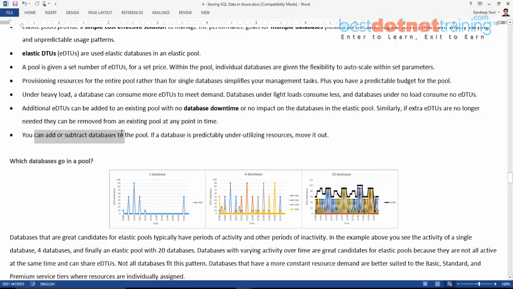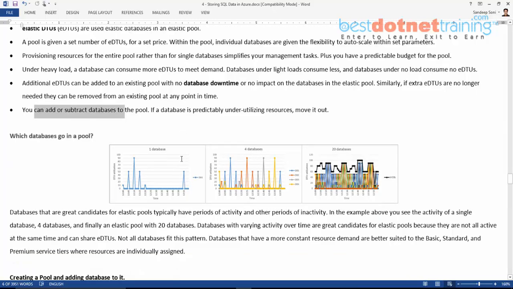You can add or subtract databases also from the pool. It is not necessary that once the pool is up, you cannot remove databases or add databases and it is constant. No. If you know that you're still not making use of all the eDTUs in a given pool, you can add more databases to it. So that is very, very important. In short, an elastic pool is a share of multiple databases where eDTUs are allocated to databases which are going to be used for giving them optimum performance on demand.